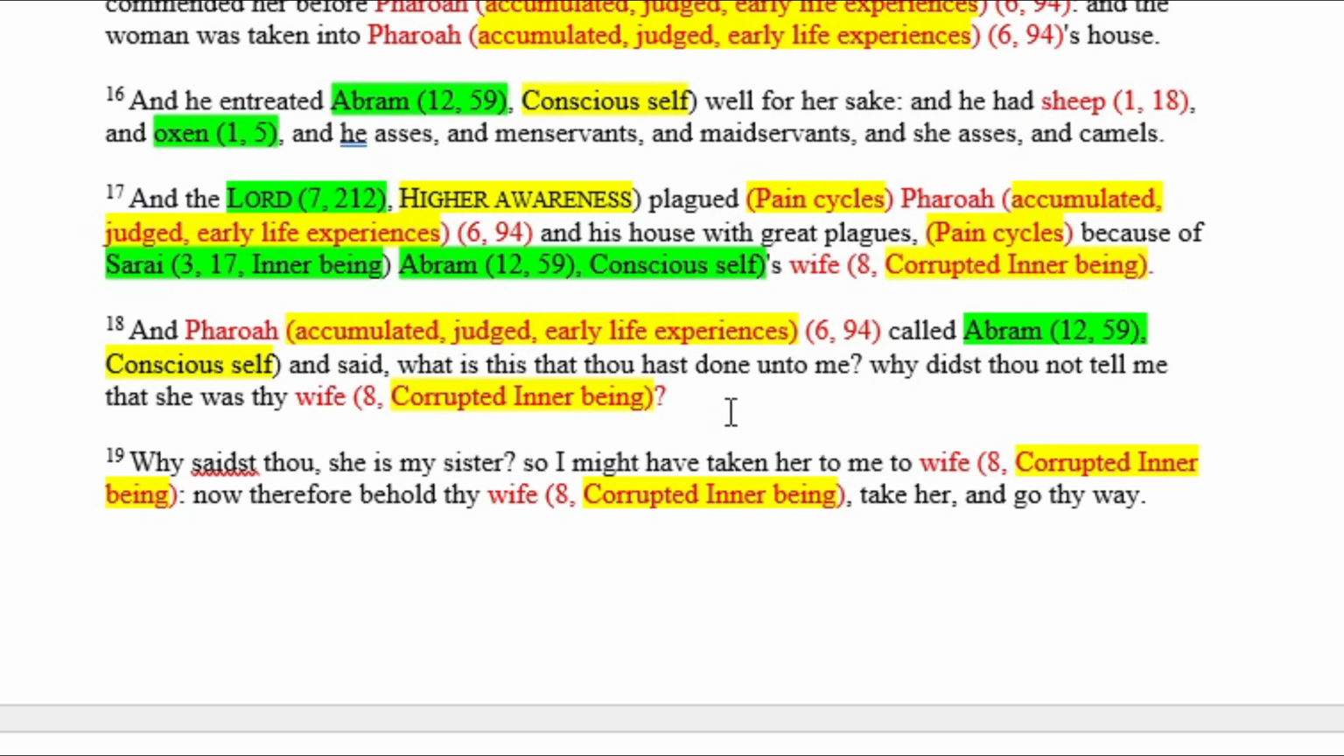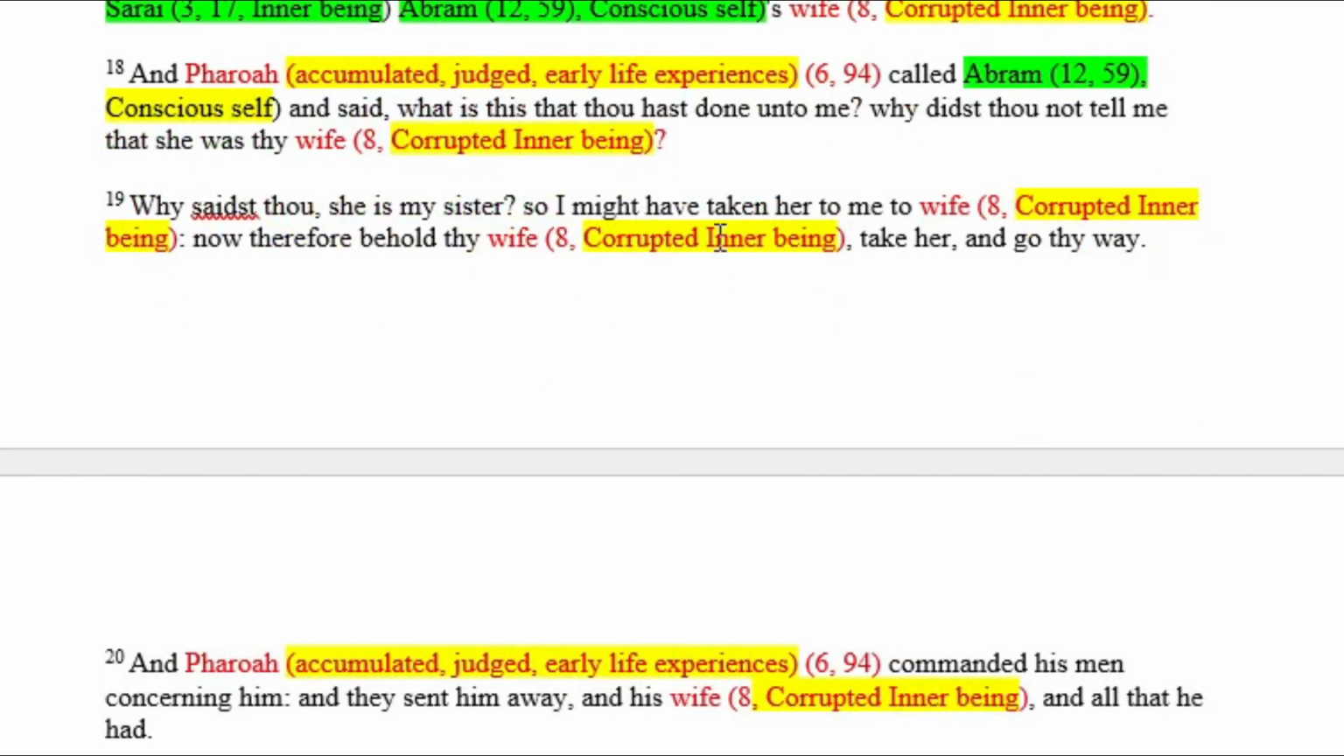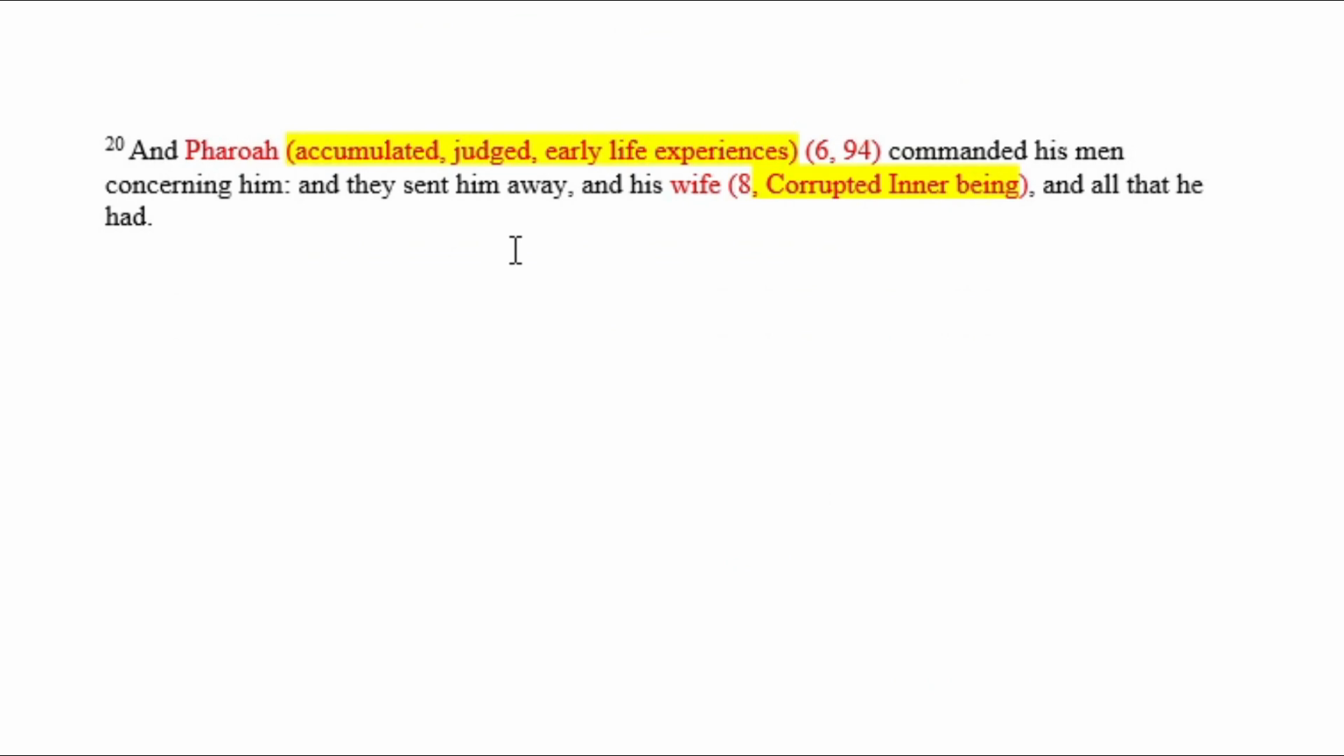It's time for us to say, this early life is not okay. Pharaoh wants me to leave. I am taking my corrupted self and all of the things, and I am leaving. Pharaoh commanded his men concerning him, so we left, and we're not going to come back to here.